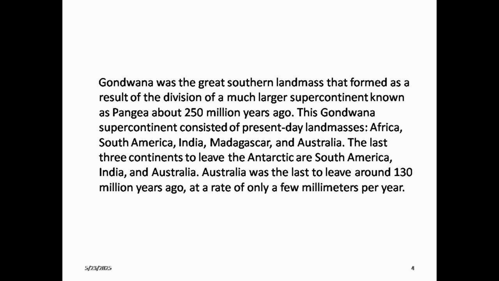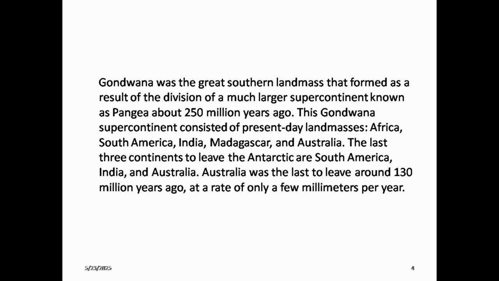Gondwana was the great southern landmass that formed as a result of the division of a much larger supercontinent known as Pangaea about 250 million years ago. This Gondwana supercontinent consisted of present-day landmasses: Africa, South America, India, Madagascar, and Australia. The last three continents to leave the Antarctic are South America, India, and Australia.